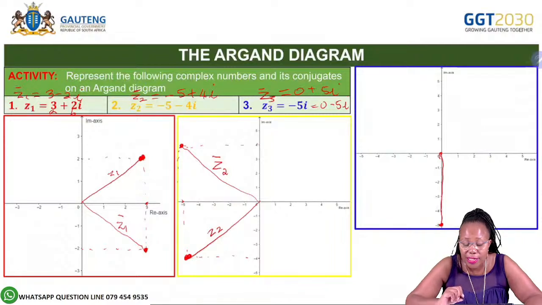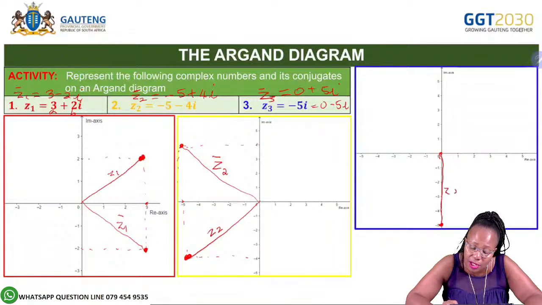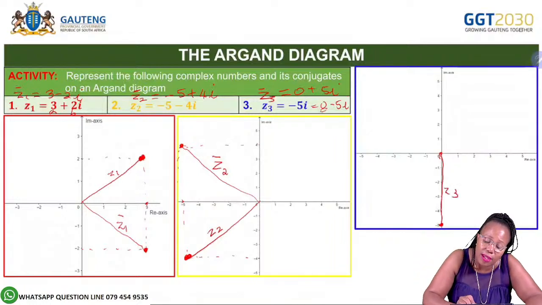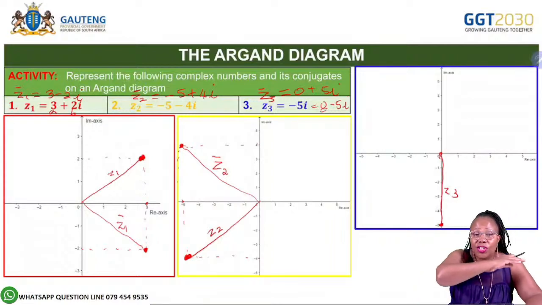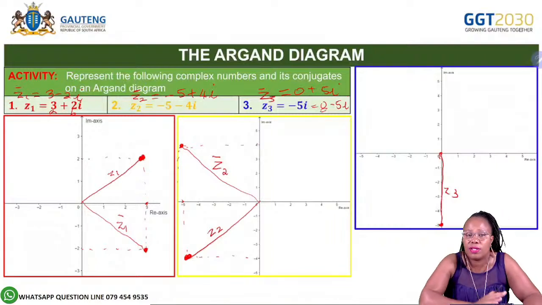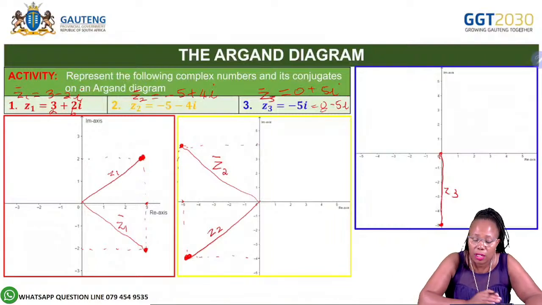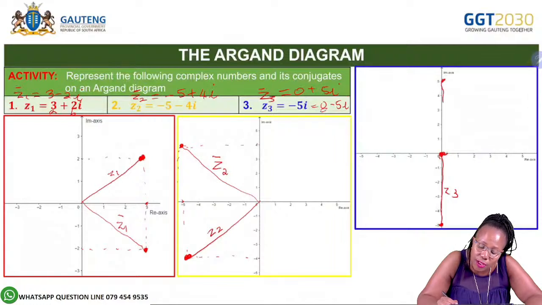Now let's look at the conjugate of Z3 equal to minus 5i. This one will be Z3. Can you see, grade 12? If the real number is 0, the line will be on the axis. The same applies if the imaginary is 0, the line will be on the real axis. Okay, and now we have Z3 equal to minus 5i. There we have our graph. We want to now plot the conjugate of this one. We start real 0, imaginary 5. Those are the 2 points, then we join them.